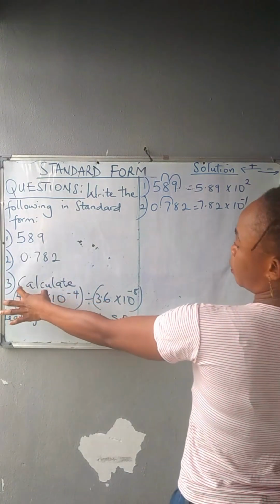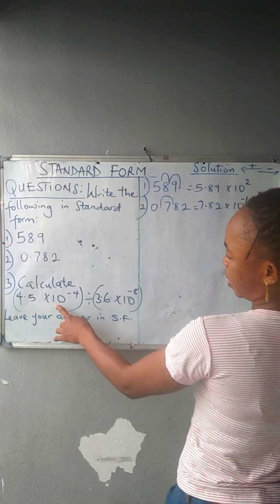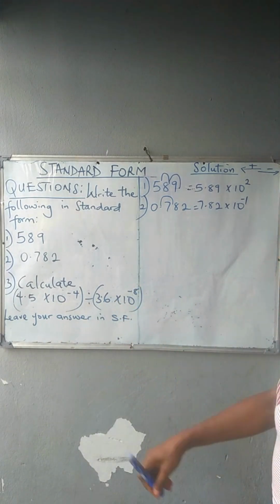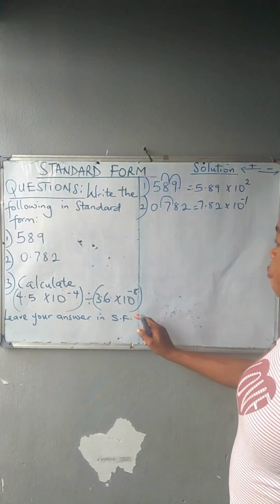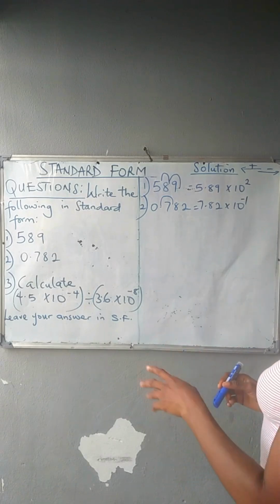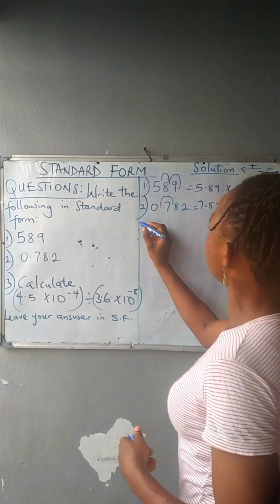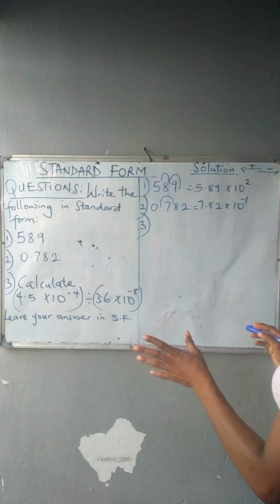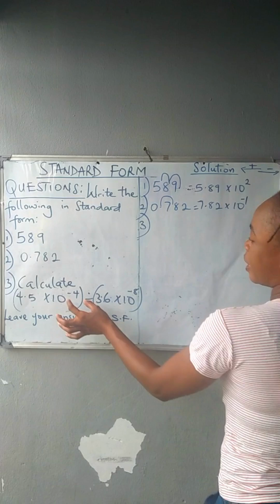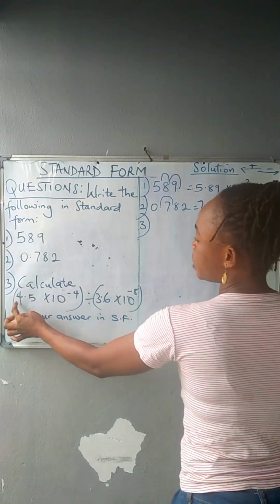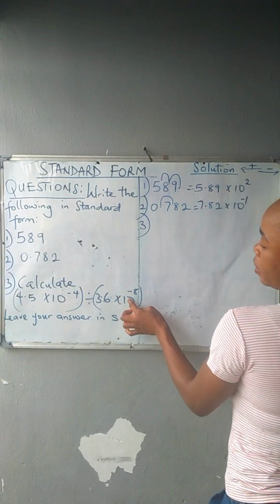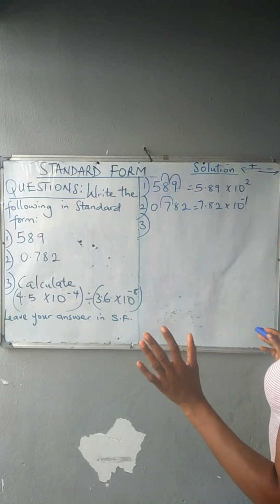Now, number 3, we are asked to calculate 4.5 times 10 raised to power minus 4 divided by 3.6 times 10 raised to power minus 8, and then leave your answer in standard form. SF means standard form. When you are given a set of questions like this, the first thing you need to do is pick ordinary number and ordinary number, then base and base. That's 10 and 10. Group them. It means 4.5 divided by 3.6, then 10 raised to minus 4 divided by 10 raised to minus 8. That's how you solve them.